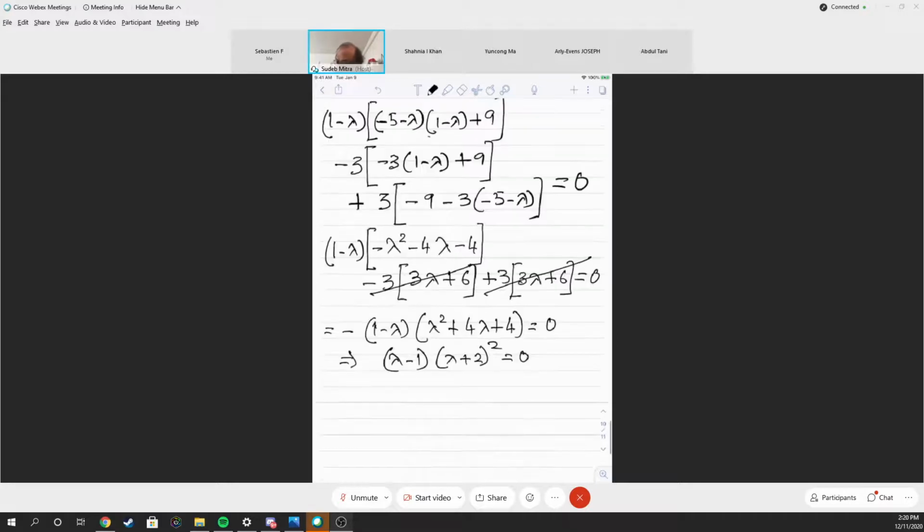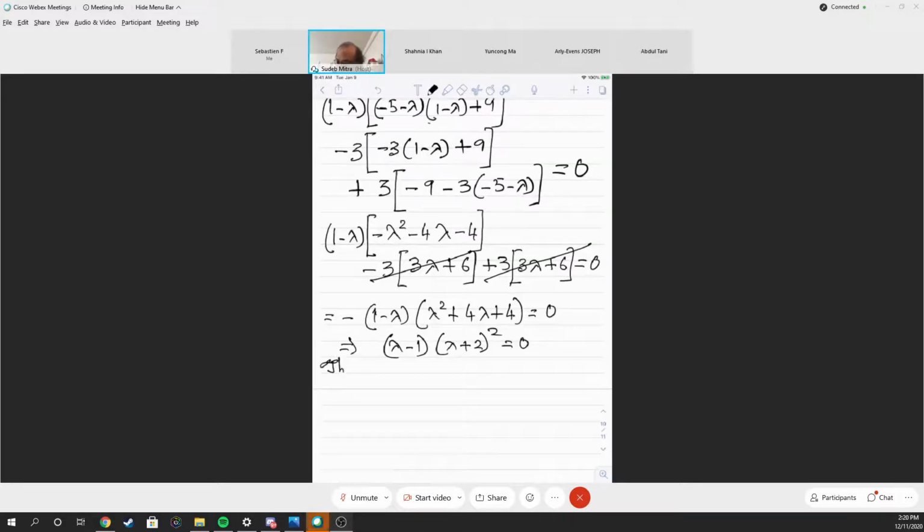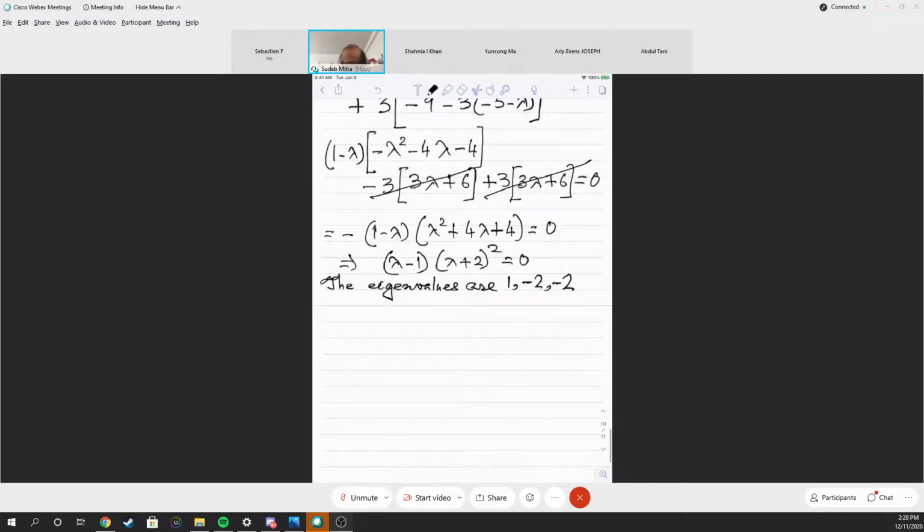So the eigenvalues are 1, minus 2, minus 2. Repeated root, there are 2 repeated roots. 1, minus 2, minus 2. Now the eigenvectors: for eigenvectors, Ax is lambda x.